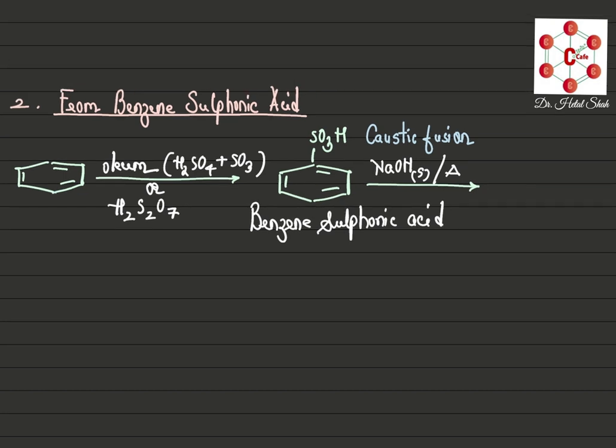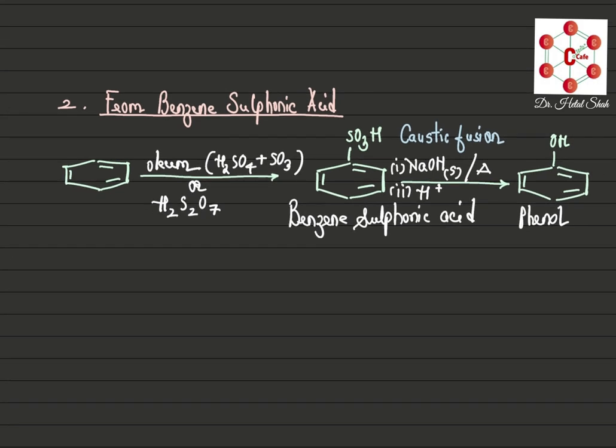And this caustic fusion is going to give you, and it can be followed by acidification, so that I don't have to write two things. I can directly write OH, and that's phenol. Right? So this is again the second way by which you can make your phenol.